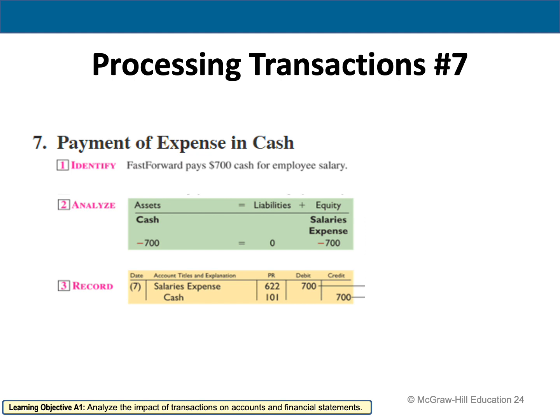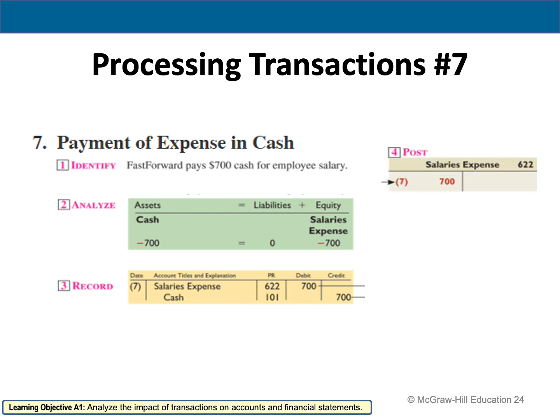Why do I have to record the salaries expense on the first line? As I said earlier, always the first line represents the debit account. And since our salaries expense is increasing, I have to record it in the first line. So I wrote salaries expense and 700 in the debit side. Then on the second line of the journal entry, I'm going to record cash. Why on the second line? Because the cash is decreasing. So when it decreases, it's recorded on the credit side.